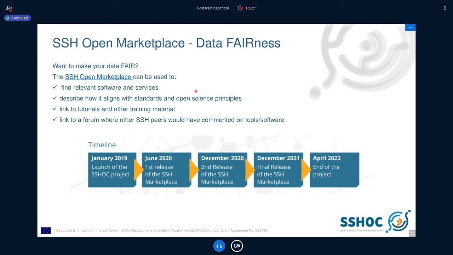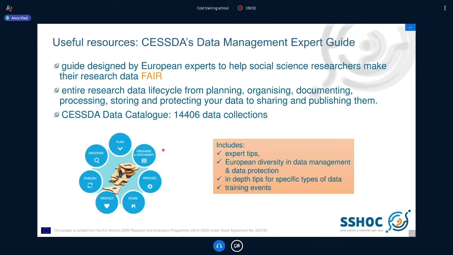In terms of making your data FAIR, you can find relevant software and services, link to tutorials and other training material, and also a forum where other peers have recommended tools or software, and I included a timeline here as well. I won't focus too much on this because I believe everyone is already familiar with this.